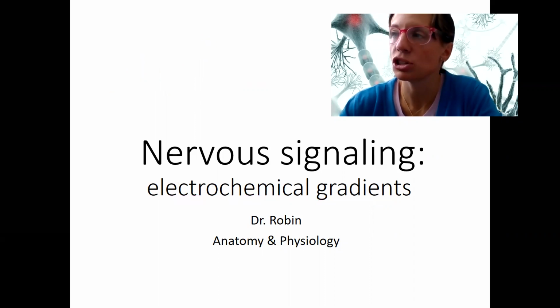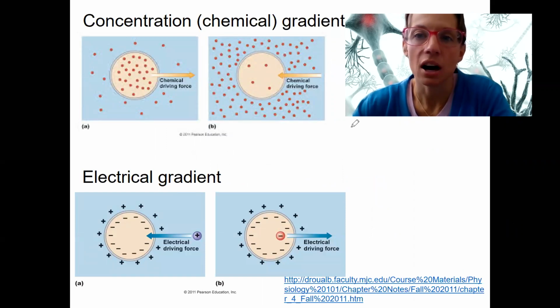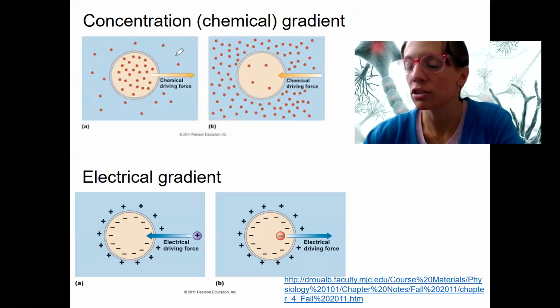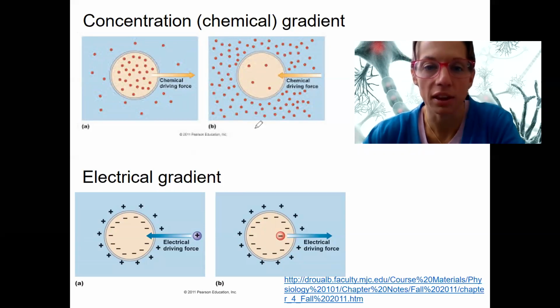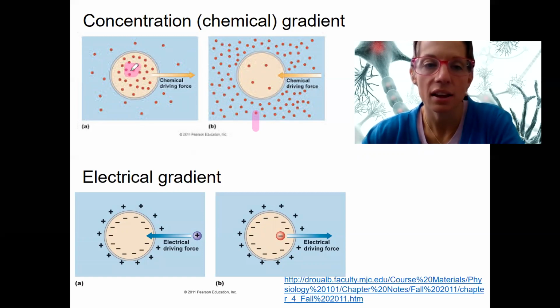This nice image here is showing each of these gradients separately. The top one is the concentration, or chemical, gradient. This we saw in chapter 1, right? The difference in concentration of whatever substance we're talking about. These little red things could be sodium, glucose, some protein, whatever. If there is more inside, there's a driving force for it to move outside. If there's more outside, there is a drive for it to move inside.